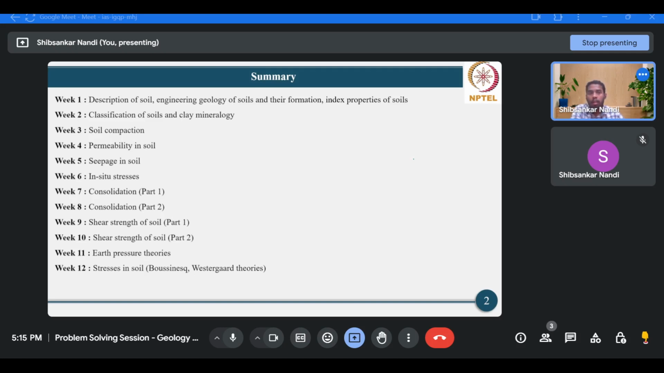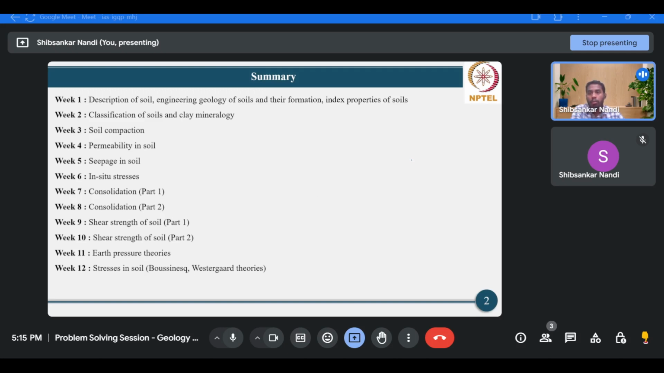Proceeding further, we started learning another chapter of this course, called permeability in soil. At the very beginning, we have seen that the soil matrix is a summation of solid particles and the pore spaces inside the soil.